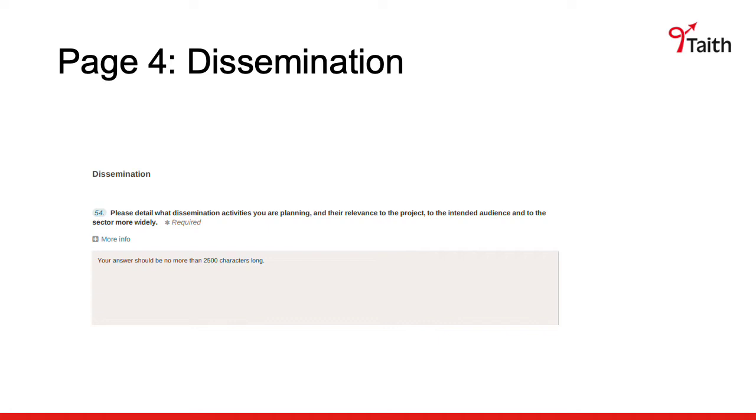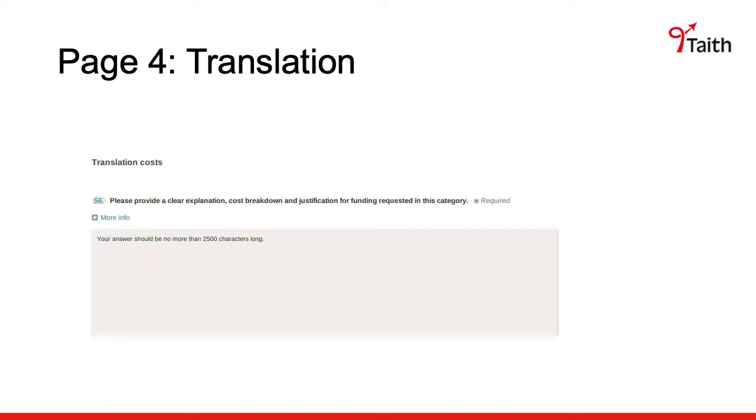Next category is dissemination. Please detail what dissemination activities you're planning and the relevance to the project, to the intended audience and to the sector more widely. Finally, translation costs. You need to provide a clear explanation, cost breakdown and justification for funding requested in this category. Under the questions in these 5 sections, you generally find a more info button. Please press that to get a better idea of what the assessors will be looking at in these categories.